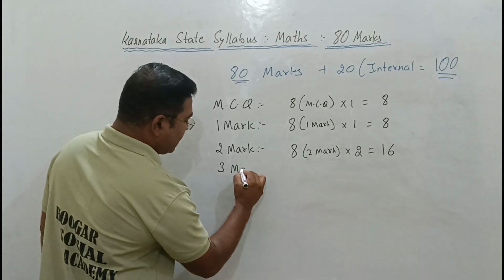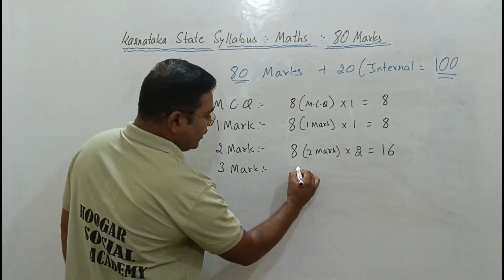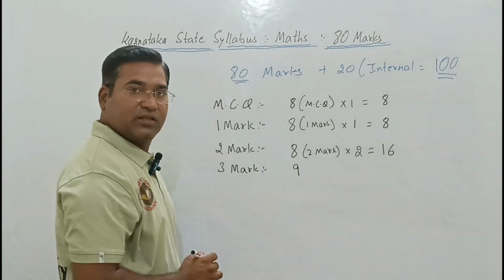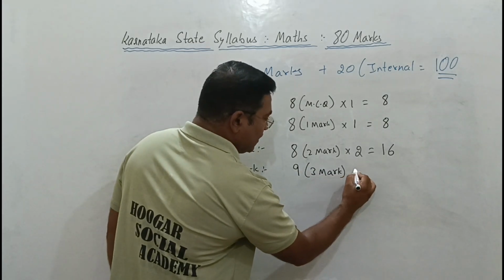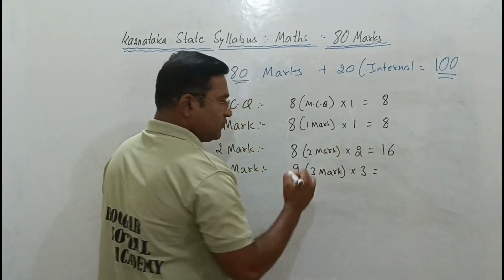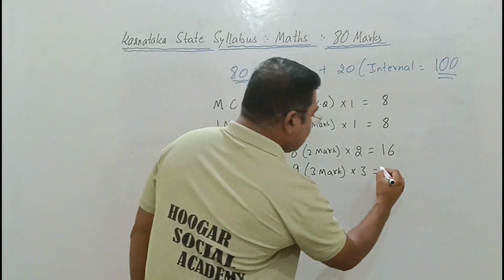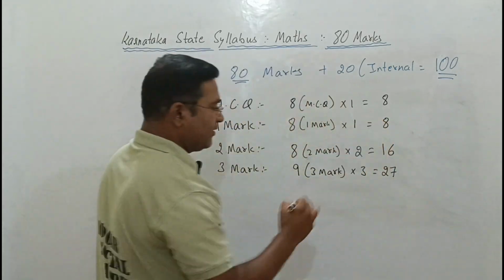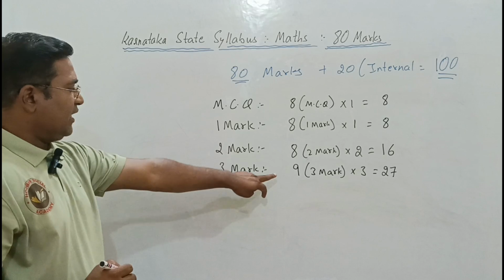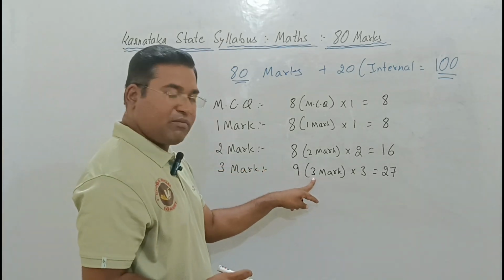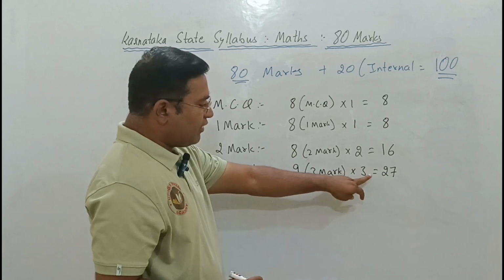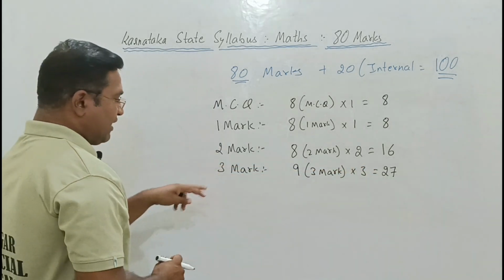Now it's a 3 mark question. Okay. Total 9 questions will be asked, once again of 3 marks. So 9 into 3 is equal to 27. 9 questions, each question carrying how many marks? 3 marks. So total 9 into 3, when we do, we will get 27 marks.